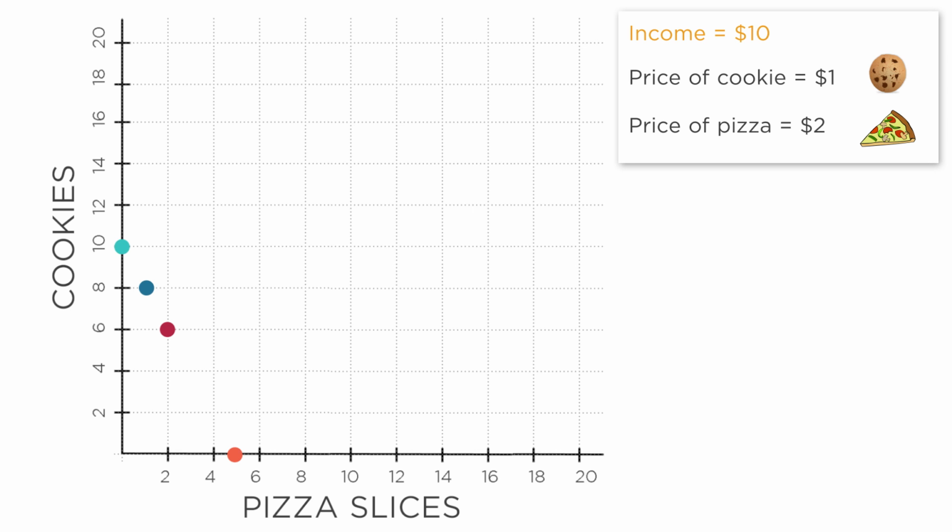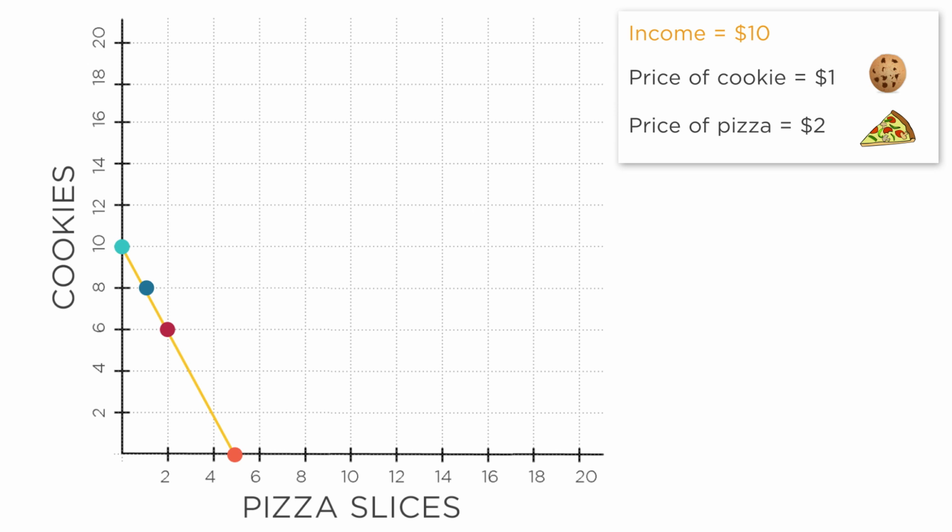Notice that these dots all fall in a diagonal line that goes from the top left to the bottom right. That's because if you want more pizza, you have to move to the right. But you're already spending all your money, so you have to give up some cookies, and so you'll have to move down. Finally, in economics, we usually assume you can get a fraction of a cookie and a fraction of a slice of pizza, which means we can connect the dots.